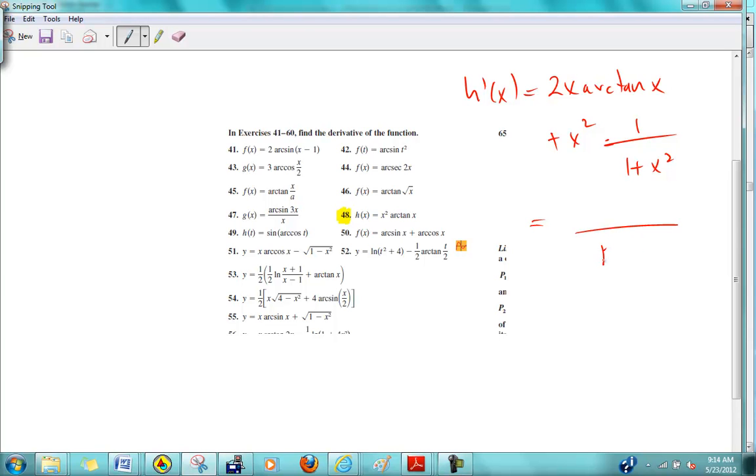So it becomes 1 plus x squared. And then it goes over, so it becomes 2x into 1 plus x squared arctangent x plus x squared. And I'll check in the book in a minute to see if that's the way they've written the answer, okay?